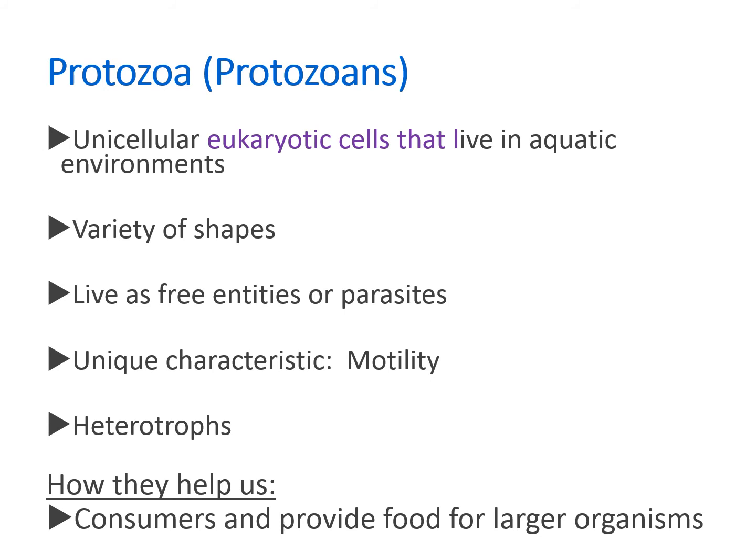Your protozoa have a variety of different shapes. They can live as free entities like the paramecium that you looked at probably in your Gen Bio, or the amoebas. Protozoa can also be parasitic. So when we get to the chapter on eukaryotes, we'll look at a couple.